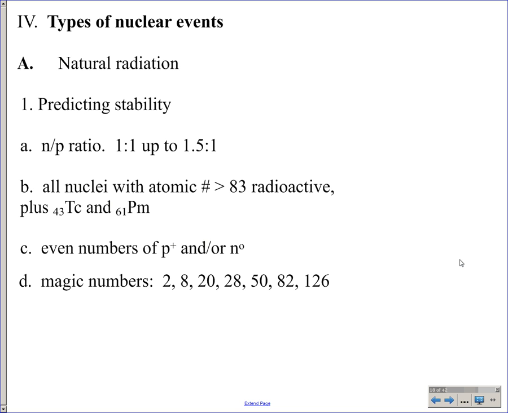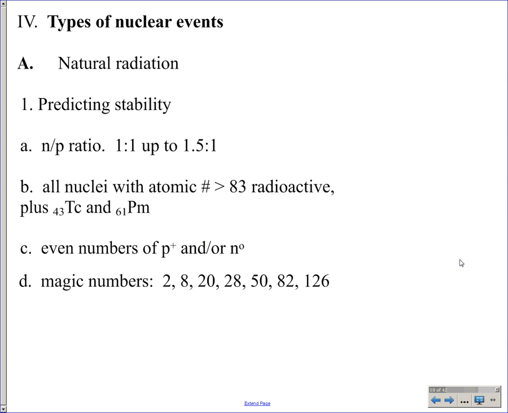Okay, so here are the rules to predicting stability in the first place. You know the ratio between neutrons and protons needs to be about 1 to 1 up to 1.5 to 1. And then you also know that things can get too large. The number that scientists have discovered to be too large is anything above atomic number 83. That is definitely going to be radioactive, therefore it will undergo decay.